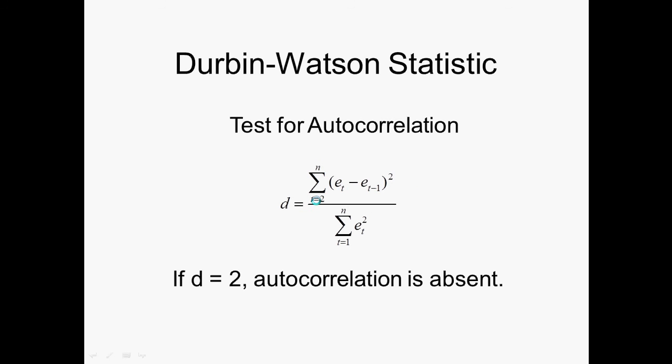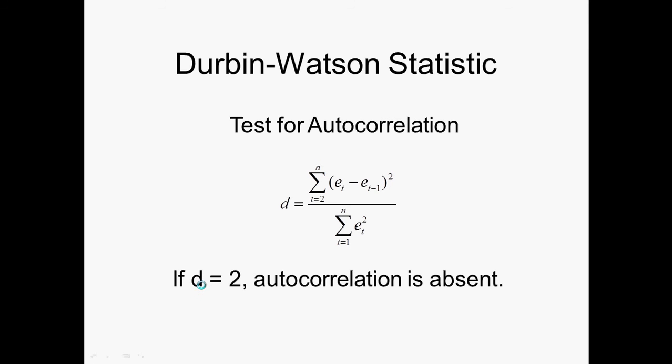Because what you do is, down here we have a summation over all the observations. Here we have a summation over all except the first one. And you notice what we're doing? Compare the error term in period t to the error term in period t minus 1, subtract, and then we take this value squared.